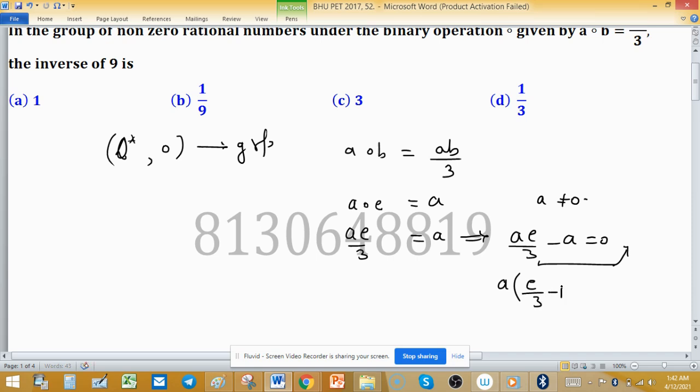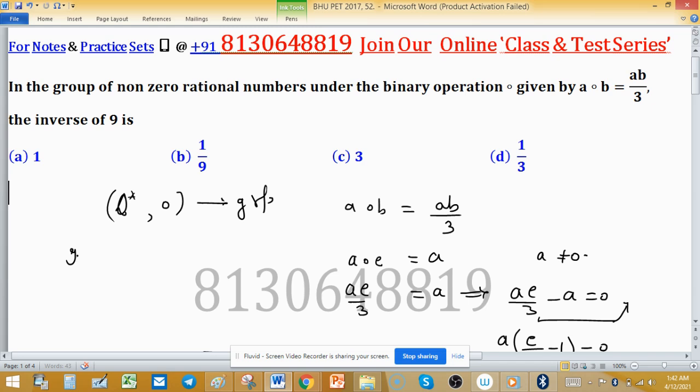a(e/3 - 1) = 0, and a is non-zero, so e/3 - 1 = 0. This implies that e = 3, which means the identity element is 3. Now find the inverse of 9.